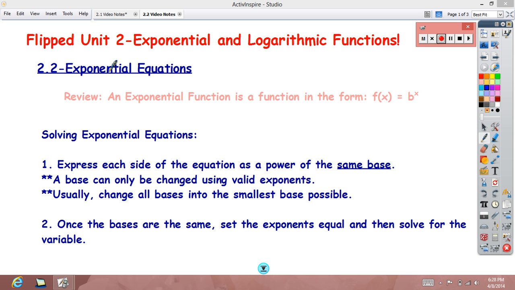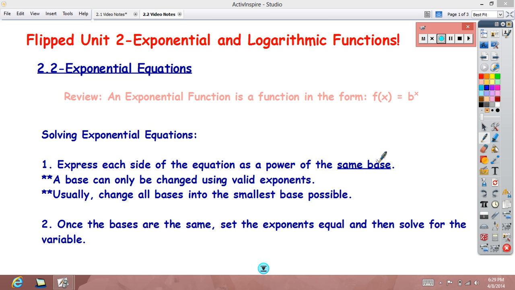As a review from 2.1, we saw the form of these exponential functions, which was b to the x power. B was the base, x was the exponent. So what we're going to have here are two b to the x's that are equal to each other. There are two steps to solving exponential equations. First, I want to express each side of the equation as a power of the same base. That means I want my b's to be the same. If they're not the same, I can't solve them yet, so we need to change them into the same base.